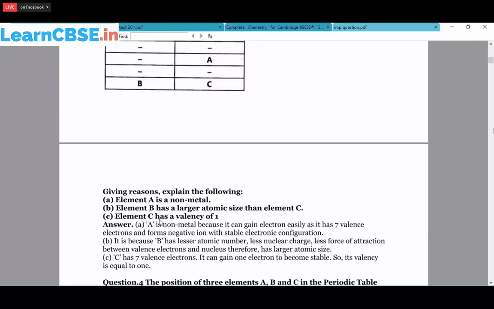Next one is element C has a valency of 1. Yes, because C is present in group 17. It has 7 electrons in the outermost shell and needs one more electron to complete a stable outermost configuration. So the valence electron is 7, so it needs one more. It gains one electron to become more stable, so its valency is equal to 1.